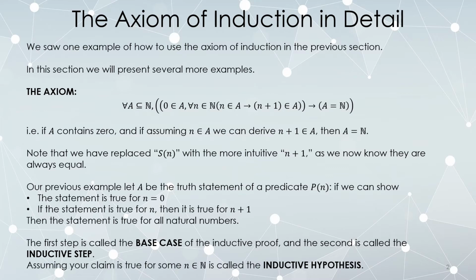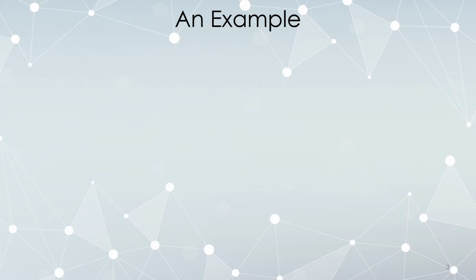To prove the inductive step, you're typically going to assume the hypothesis is true, assume the statement is true for n, and use it to derive that the statement is true for n plus 1. Making that assumption is called assuming the inductive hypothesis. And this language just helps you communicate more clearly what you're doing or understand other people's work. Let's take a look at another example.